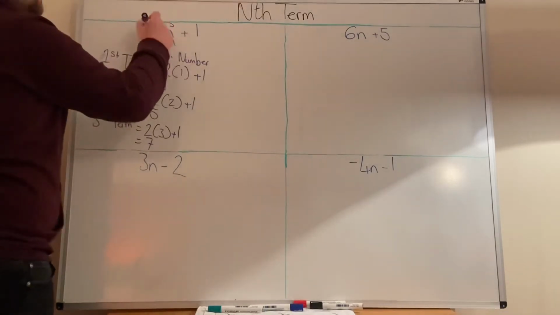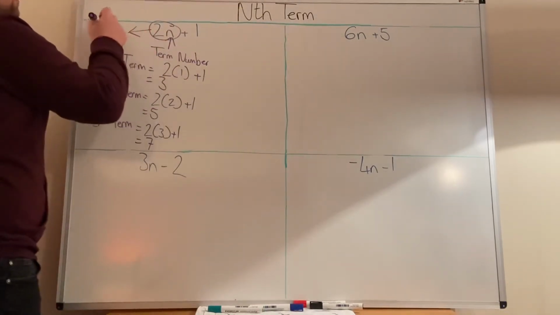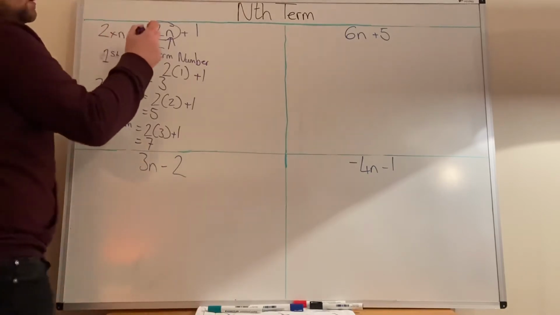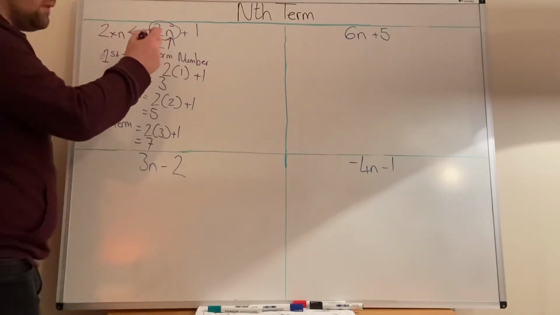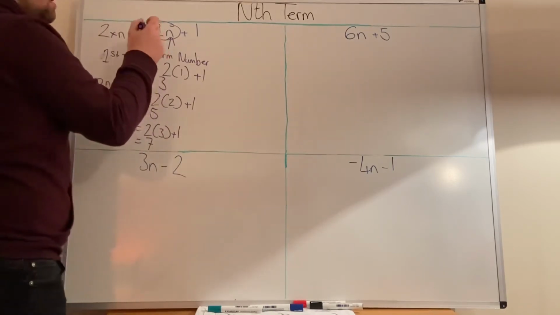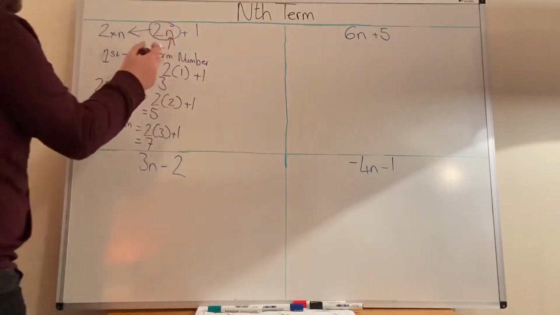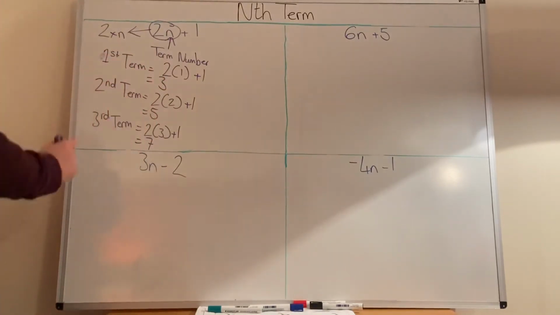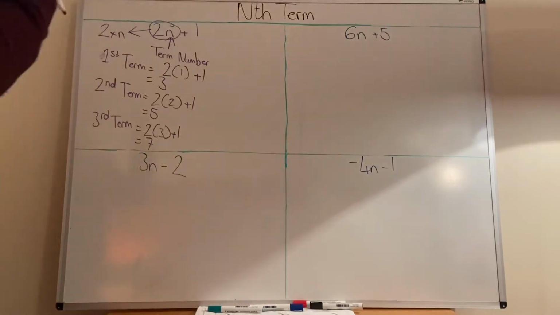2n, this bit here, means 2 times n. If we don't have a sign in the middle of them, if we just have a number and then a letter, that means you do the number times the letter, which is why I've done 2 times 1 for the first term, 2 times 2 for the second term, 2 times 3 for the third term. Let's have a look at the next one then.